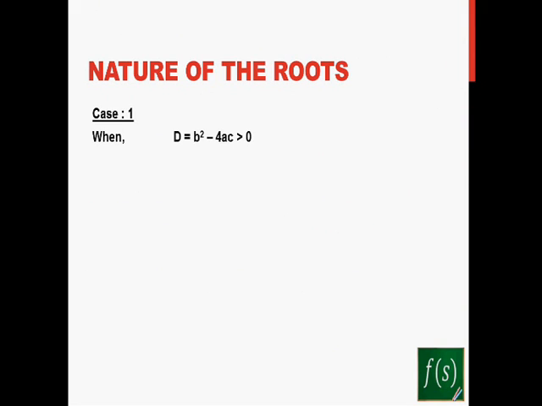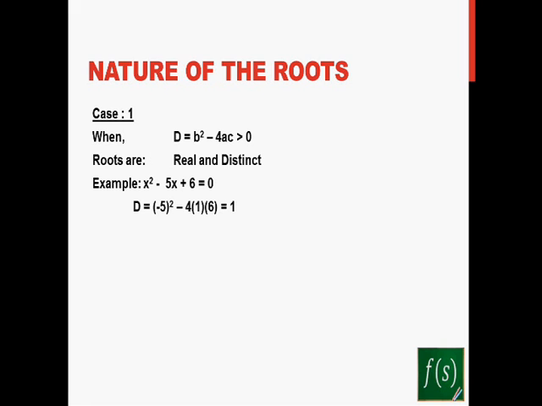If your d is greater than 0, then your roots are going to be real and distinct. Take this equation for an example. Here your d is coming out to be equal to 1. Since it's positive, your roots are going to be real and distinct. We had taken this example in the last lecture and we came up with 2 and 3 as the solution of this equation, and as you can see, the roots of this equation are real and distinct.